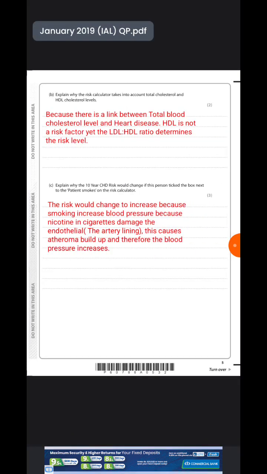Because smoking increases blood pressure, because nicotine in cigarettes damages the endothelium, the artery lining. So this causes atheroma buildup and therefore the blood pressure increases. So that's the answer. Okay. So therefore, when blood pressure increases, it links with heart diseases. Therefore, the risk of coronary heart diseases will increase.